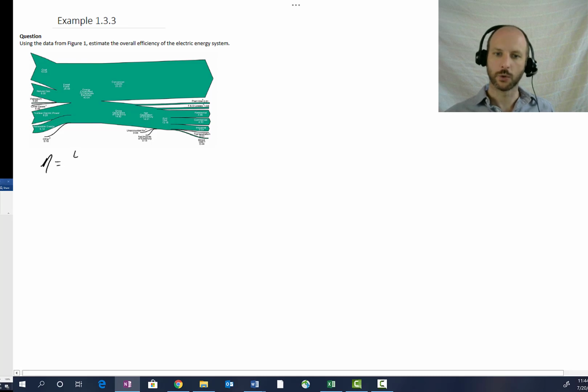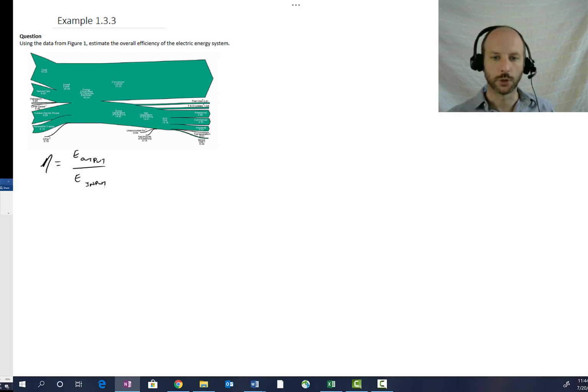What is it that we're going after? Well, we're calculating efficiency, eta, Greek letter eta, and that's output over input of a system. So in this case, we're looking for energy, usable energy output divided by usable energy input. So E out over E in for this. So we need to get those two numbers from figure 1.